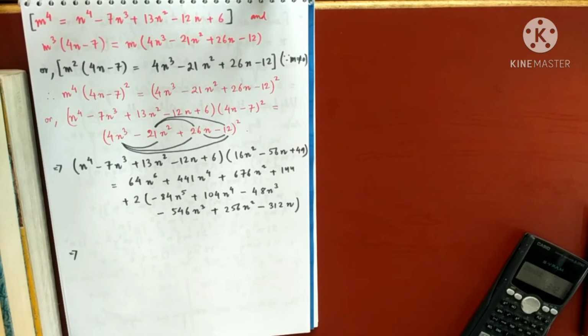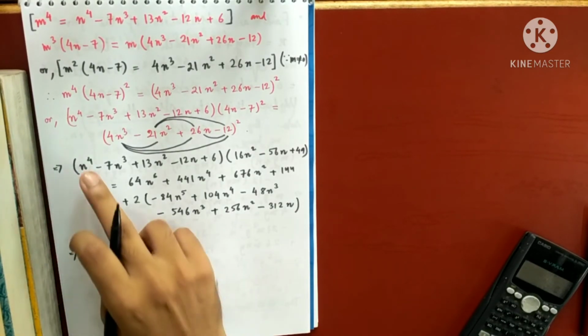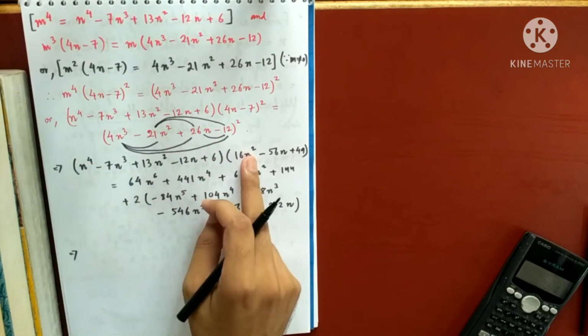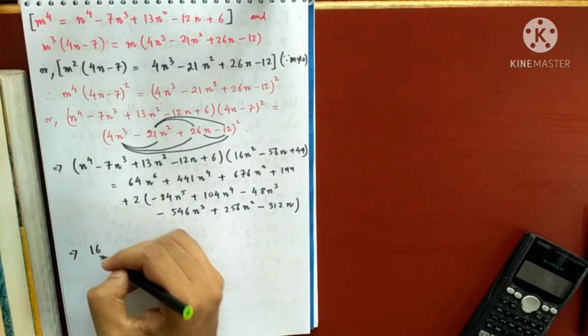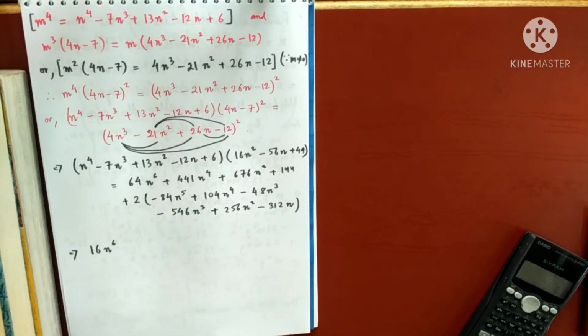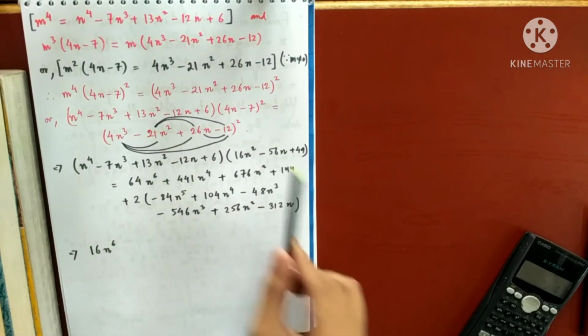You again simplify the left hand side. So if you simplify the left hand side, what are you getting? 16n to the power 6, right? 16n to the power 6, and this with this you'll get.